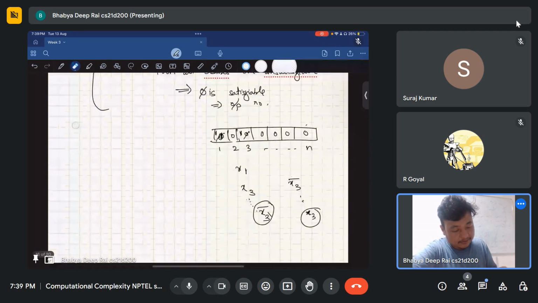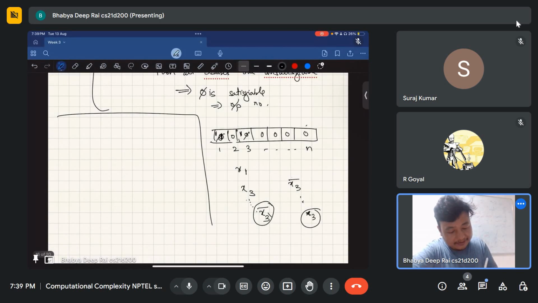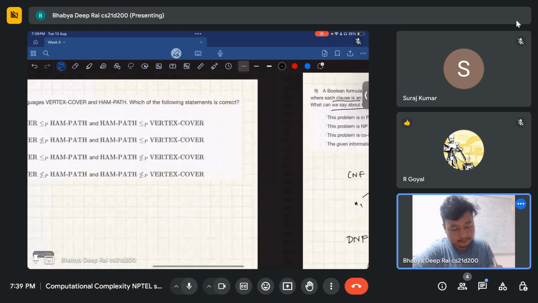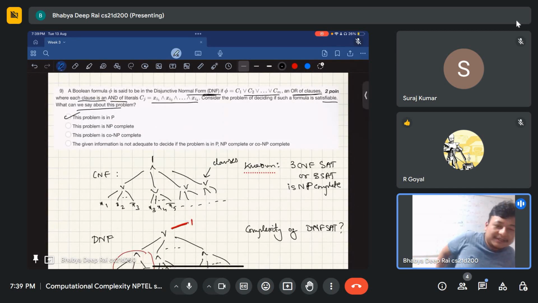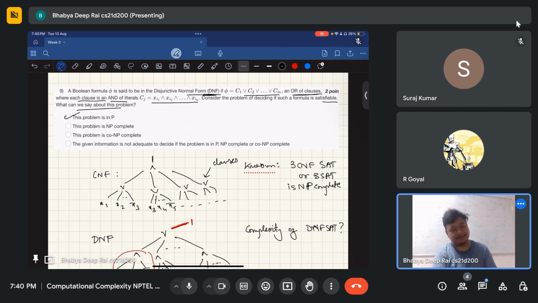Okay. So what is the implication finally? Therefore, DNF SAT is in P. This is why we are focusing only on CNF. We don't talk about 3 DNFs or something, because DNF is simple to solve, much easier than CNF. Now we come back to the first question.